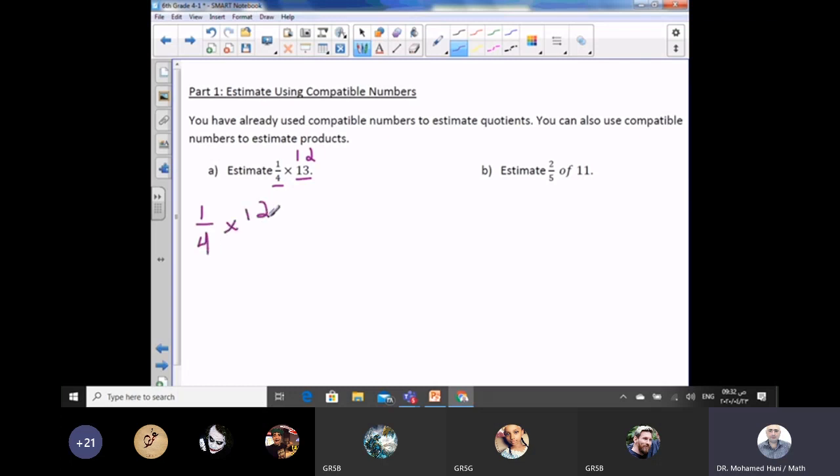Now, 12 we want written as a fraction, so we're going to put it over 1. Any whole number as a fraction is over 1. From here, to multiply fractions, multiply across. 1 times 12 is 12. 4 times 1 is 4. Our last step here is to reduce this. Now, fractions are the same thing as division. So really this is 12 divided by 4, which is 3.